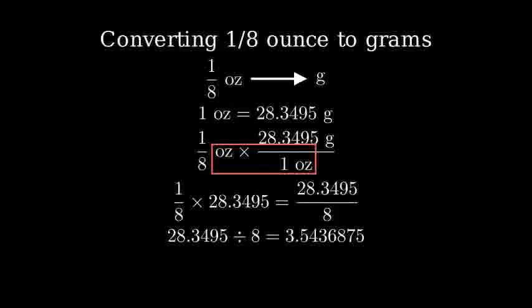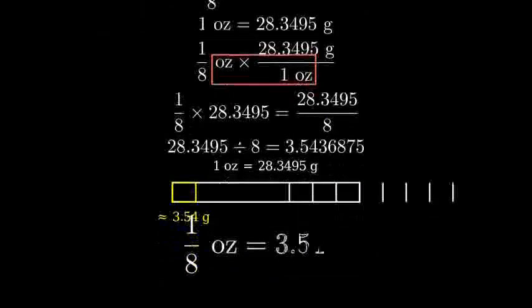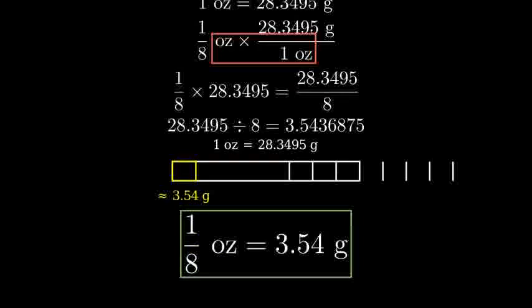Let's visualize what this means. If we start with 1 ounce, which is about 28.35 grams, and divide it into 8 equal parts, each part would be about 3.54 grams. Since most practical measurements don't require this many decimal places, let's round our answer to 2 decimal places. This gives us 3.54 grams.